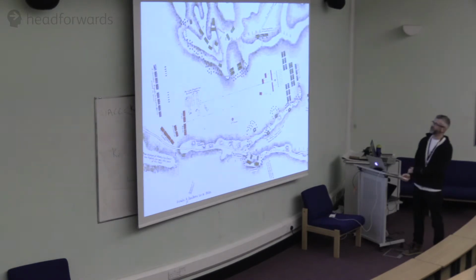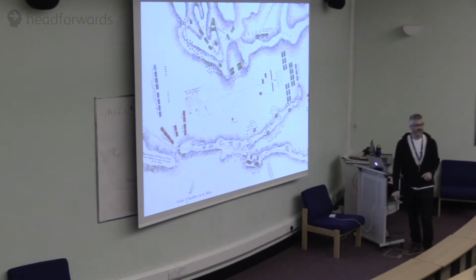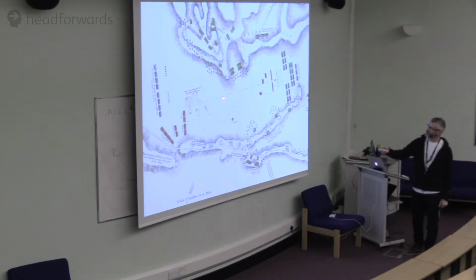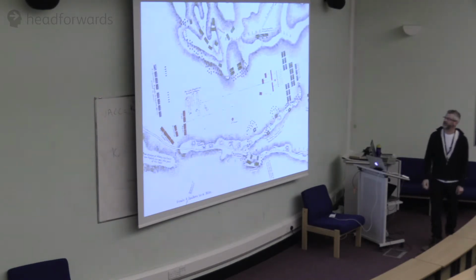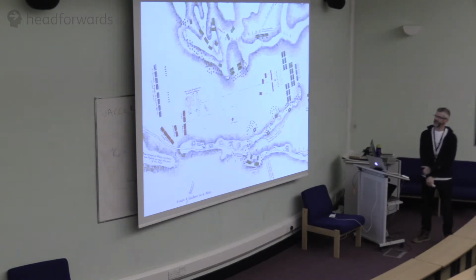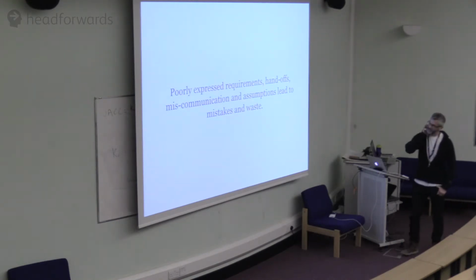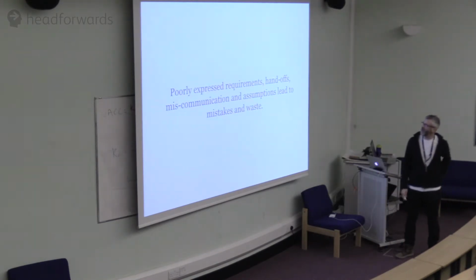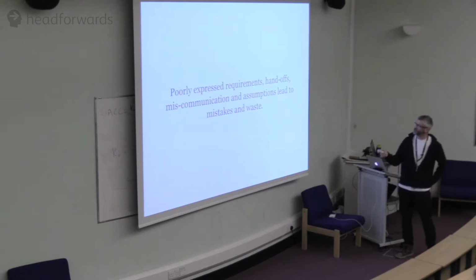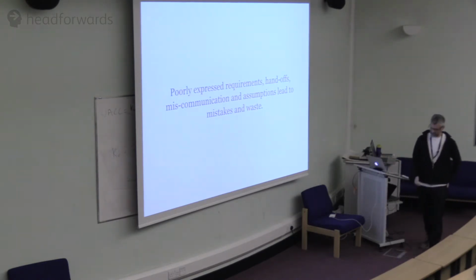There was an artillery battalion. And there was further artillery to the north and to the south. And do you know what they did? They galloped the 2 kilometers down the valley towards the Russian battalion. 120 men died, far more were injured, and it went down in history as one of the most famous incidents in the history of the British Army. So it's a little story that helps us understand that poorly expressed requirements, handoff, miscommunication, and especially assumptions can lead to mistakes and waste.